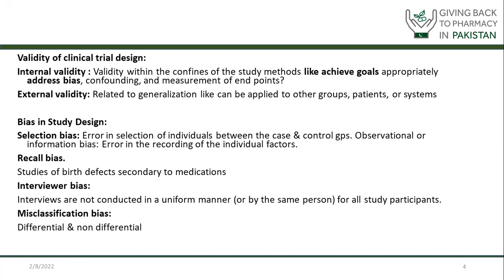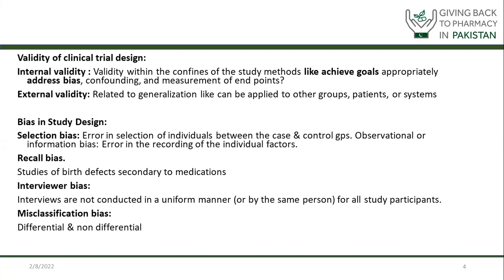Before starting the types of studies, we'll talk about validity. Internal validity is about the confines of the study, like how much the study is internally strengthened and how strong it is. It will address the bias, confounding, and measurement of the endpoints. And external validity is related to generalization, whether I can apply the study to my population or not.